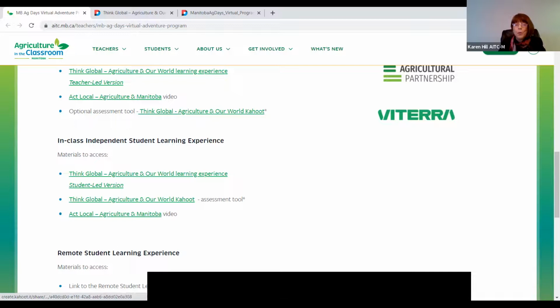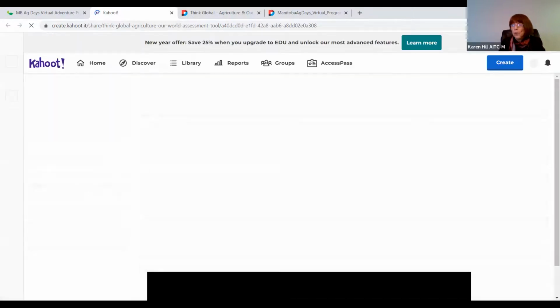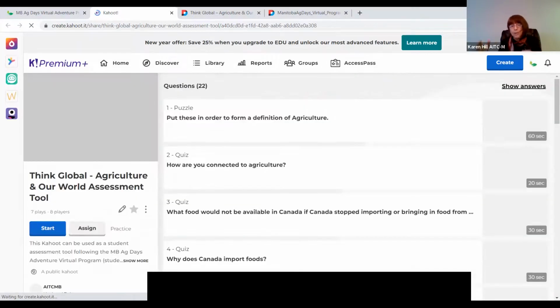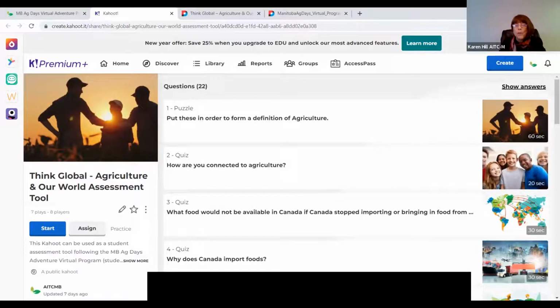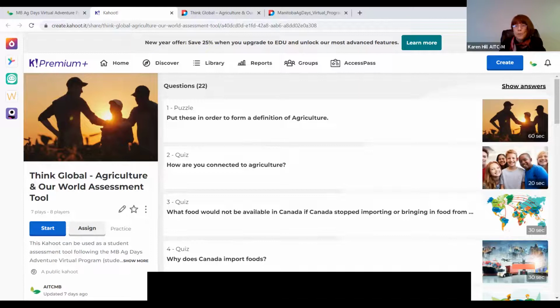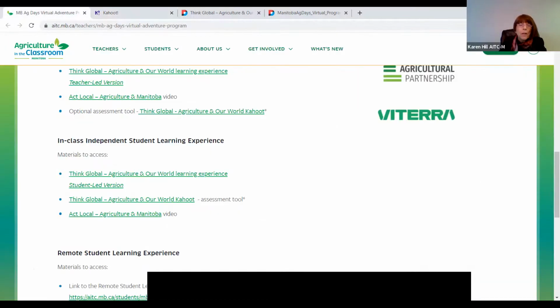We did develop a Kahoot for the independent student learning so that you could either use it as a class competition or the students could play it on their own. Depends on how you want to assign it and what you want to do with it. So that's there. There's nothing stopping you using this as part of your in-class teacher-led option if you so choose. It's just that because they've done all the discussion questions, this is kind of an assessment tool and you've kind of assessed by doing the discussing.